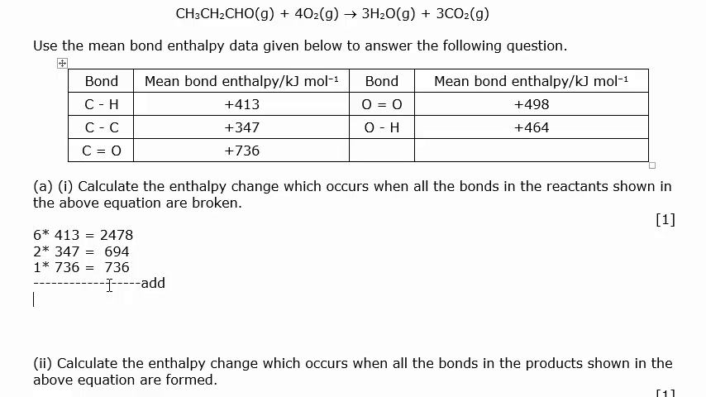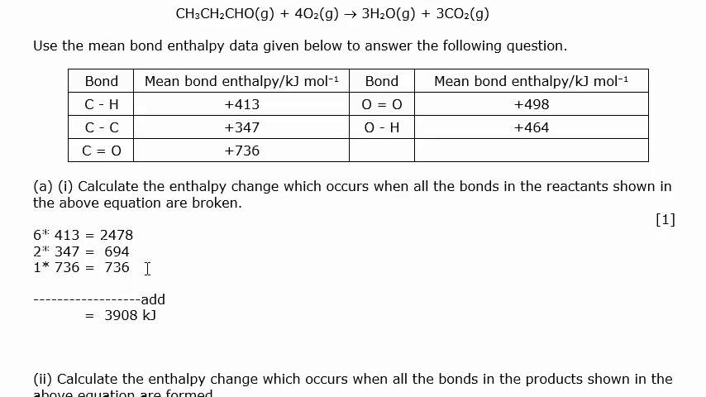Well, it makes 3908 equals 3908 kilojoules. I know, we've forgotten the 4 oxygens, haven't we? I knew there was something wrong. We haven't included the 4 oxygens. That's very bad of me, isn't it?